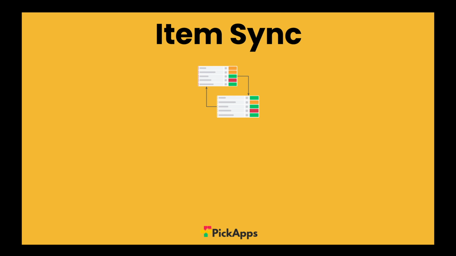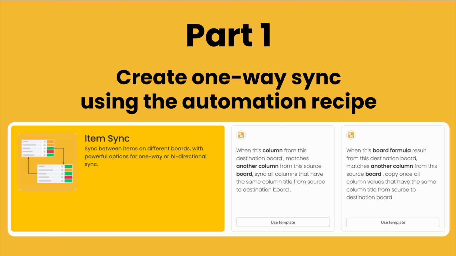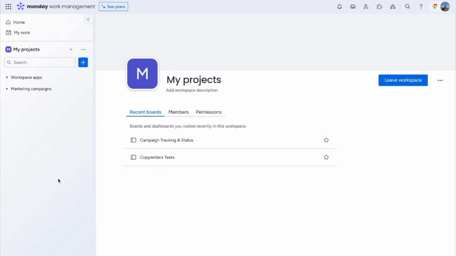In this video, we're going to learn how to create a two-way sync between one board to another. In part 1 of the video, we'll see how to create a one-way sync using the automation recipe. And in the second part of the video, we'll learn how to create the two-way sync using the board sync settings. In this demo, I am going to show you how to create a sync for a marketing use case, but of course, you can use it for anything you need.